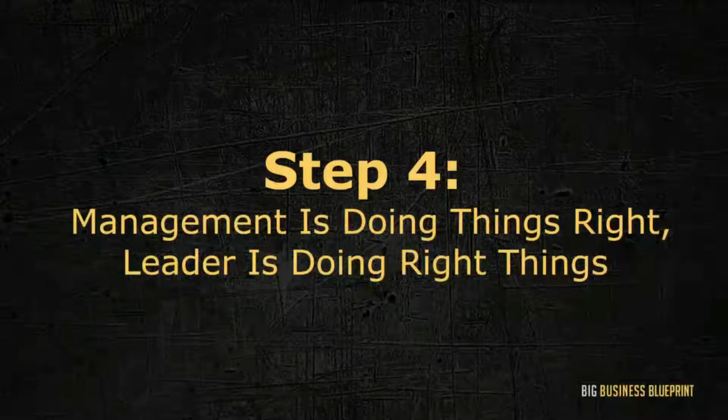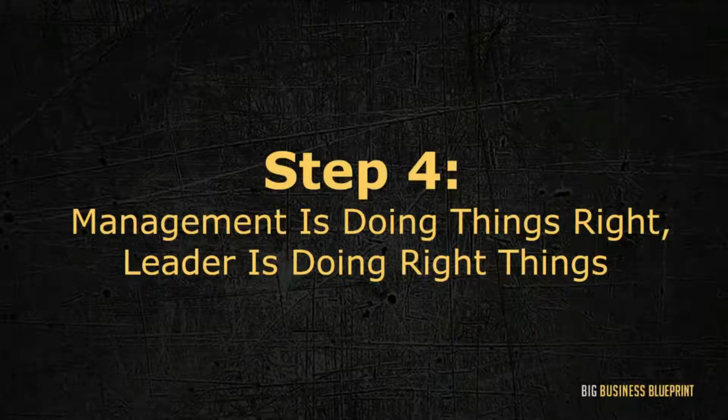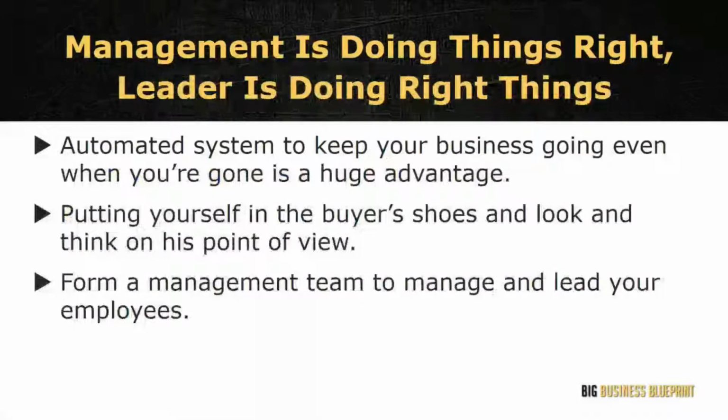Step 4, management is doing things right. The leader is doing the right things. Having an automated system to keep your business going even when you're away is a huge advantage. Put yourself in the buyer's shoes and think from their point of view. If you were the buyer, would you prefer to buy a business and work hard for the rest of your life, or buy a business that will run itself and make money for you? Obviously, the answer is clear. So you need to form a management team to manage and lead your employees instead of you managing them.